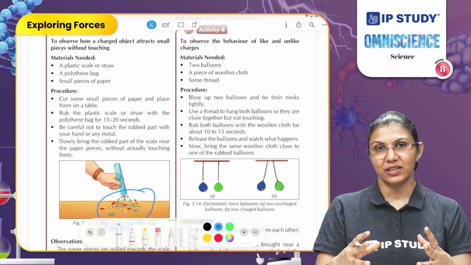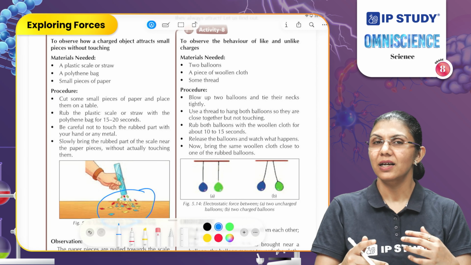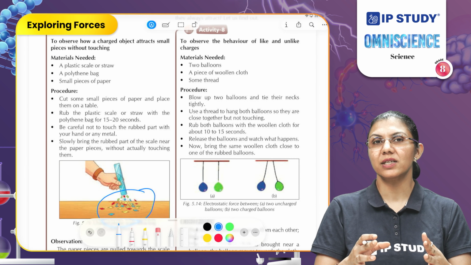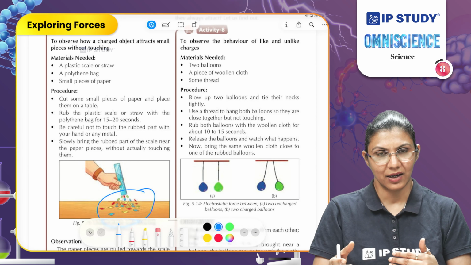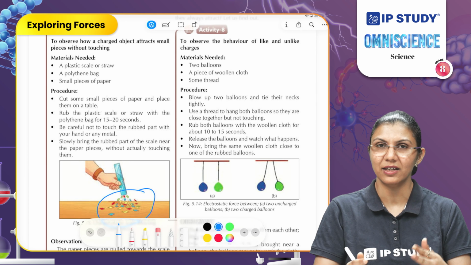Do these charges repel or attract each other, like the magnetic force? Yes, these forces also show repulsion and attraction. These charges also show repulsion and attraction like the magnetic force.